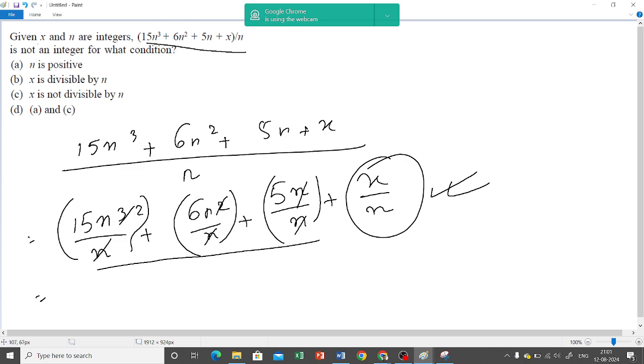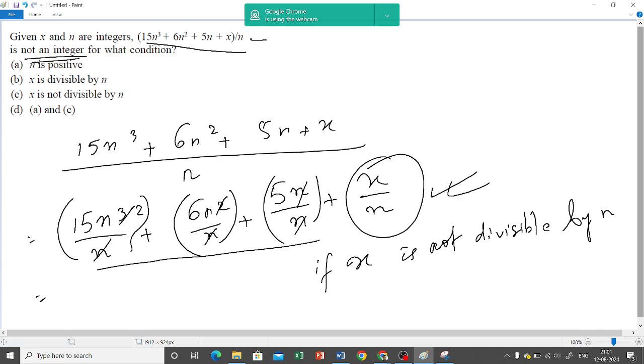Now the question is that given x and n are integers, this particular expression is not an integer. For what condition? It will not be an integer if x is not divisible by n, right? So C is the answer.